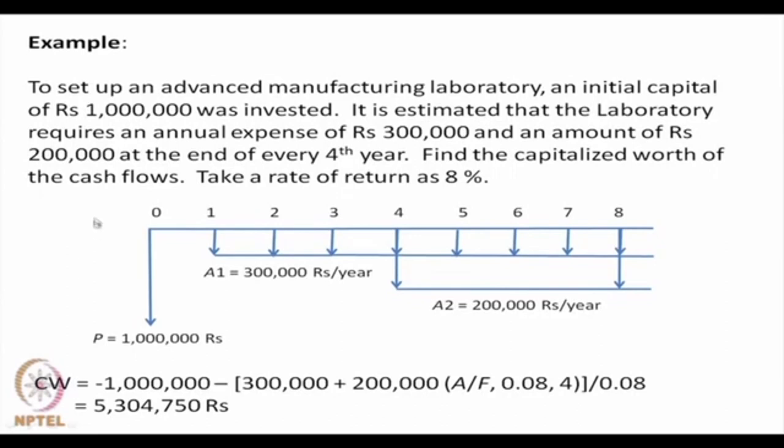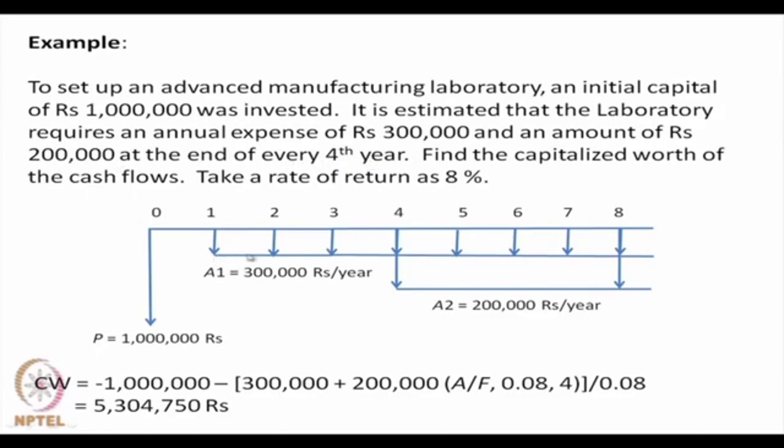We give here a more realistic example. The company is interested to set up an advanced manufacturing laboratory for which it invests 1 million rupees. So, this is the initial investment made. This is a cash flow diagram. It is estimated that the lab requires annual expenses of rupees 300,000 and an amount of rupees 200,000 at the end of every fourth year.